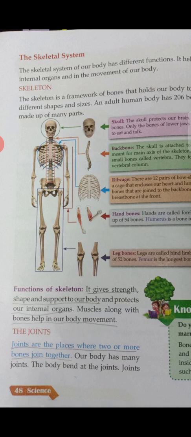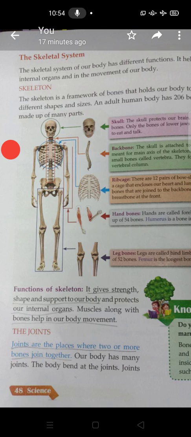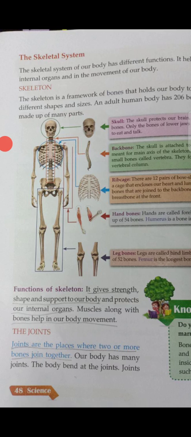Yes, underline these important points, dear children. It gives strength, shape and support to our body, and the main thing, it protects our internal organs. Here, muscles along with bones help in our body movement. Okay, joints. Joints are the places where two or more bones join together. Underline this, dear children. Why do we call it a joint? Because here two or more bones join together. That's why we call it a joint.